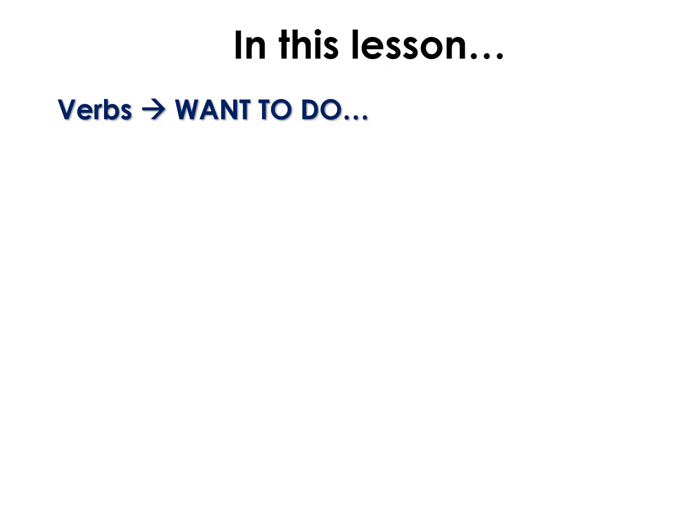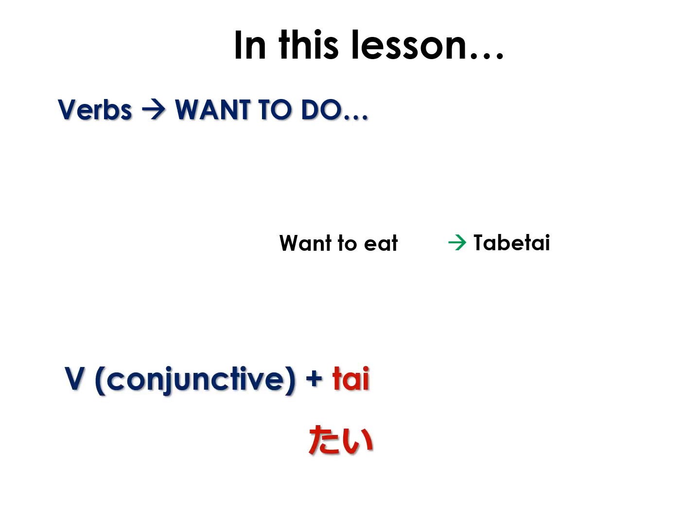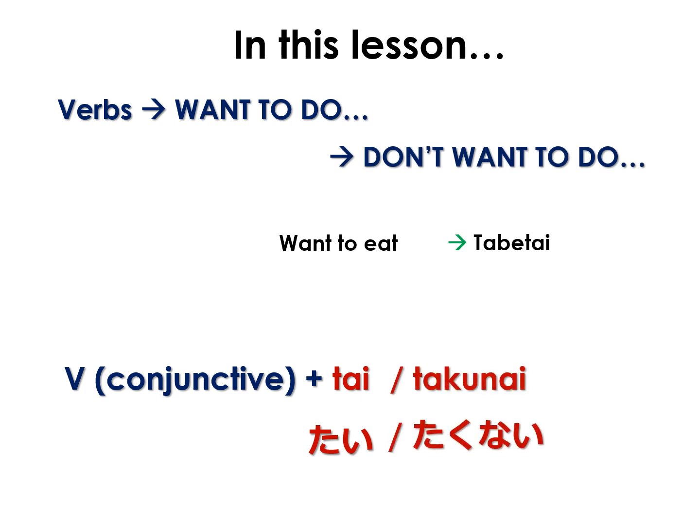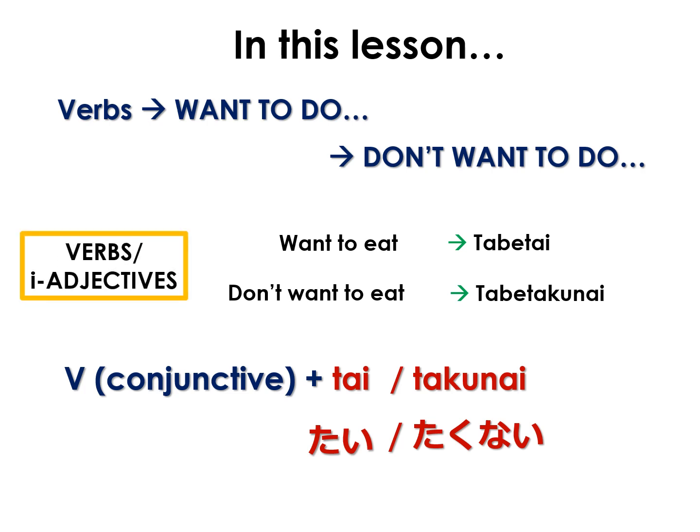In this lesson, we will learn how to express I want to do something. For example, I want to eat, which in Japanese is tabetai. The formula for making this conjugation is to take the conjunctive form of the verb and add the suffix tai. And to say the opposite, I don't want to do something, the tai changes to takunai. For example, I don't want to eat. That is, tabetakunai. These new conjugations behave both as verbs and i-adjectives.